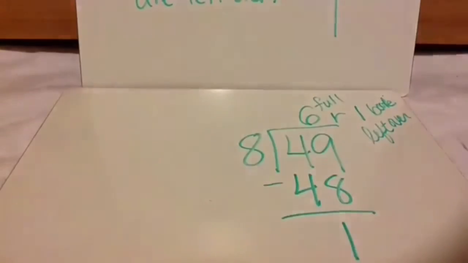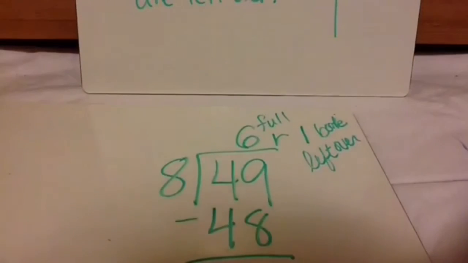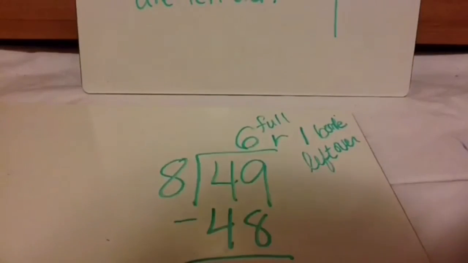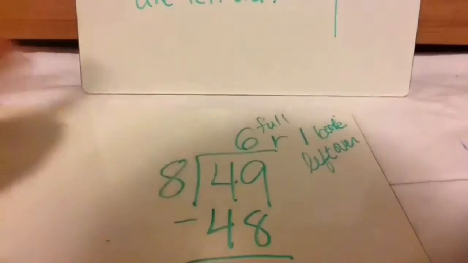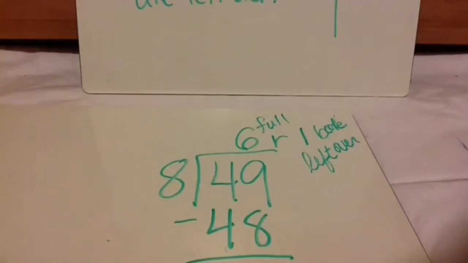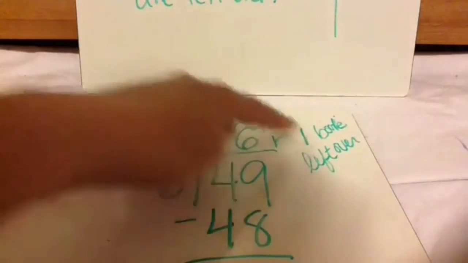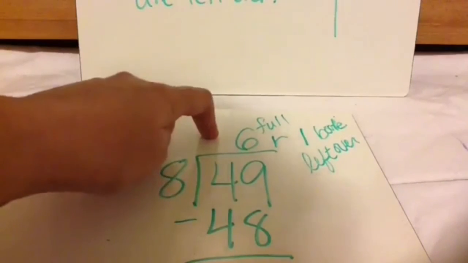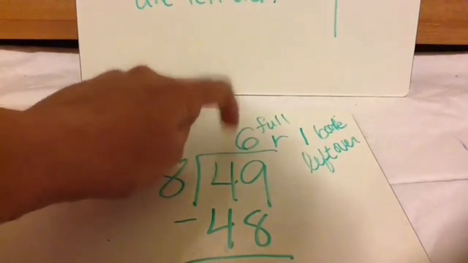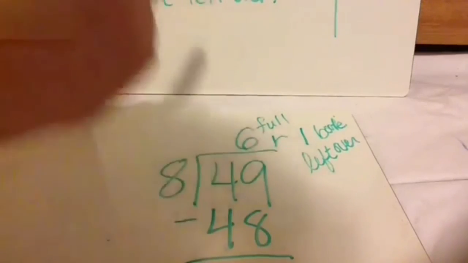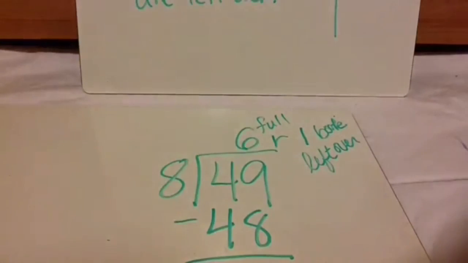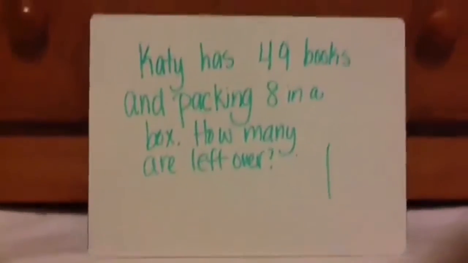They want 1. Now, if the question was how many full boxes there are going to be, your answer is 6. If the question is how many boxes for all books, since you have 6 full and 1 book left over, you have to make it 7 boxes. You always take this number and go up 1 digit. So since this question said leftover, you take your remainder.